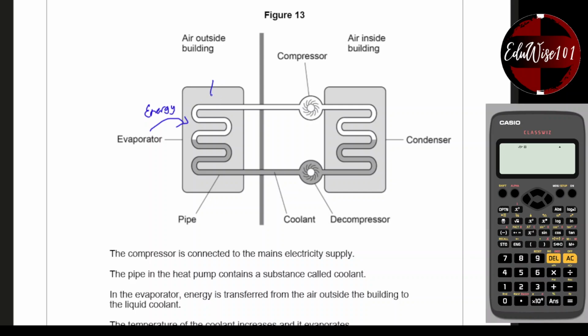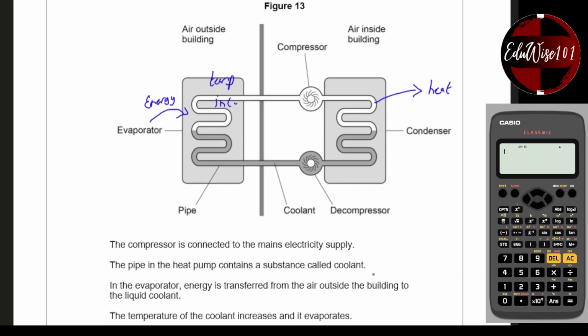So the temperature increases. So it evaporates. So the darkened part is actually the liquid part and the top bit is actually the gas bit, right? So as it evaporates, it gets hot, and when it goes through, heat is actually transferred. So the heat, or the energy, is transferred to the inside of the building. So you're trying to heat up the building. The temperature of the coolant increases and it evaporates.